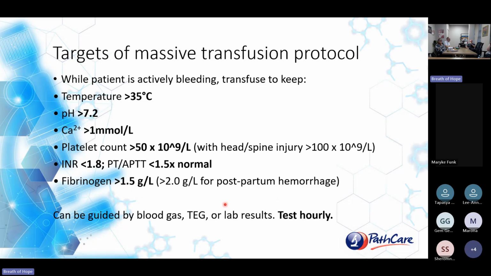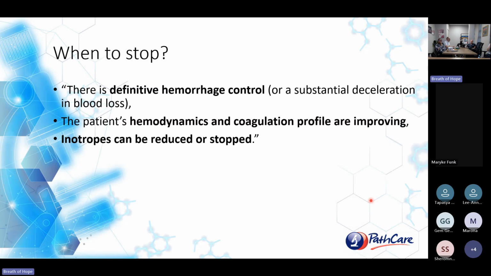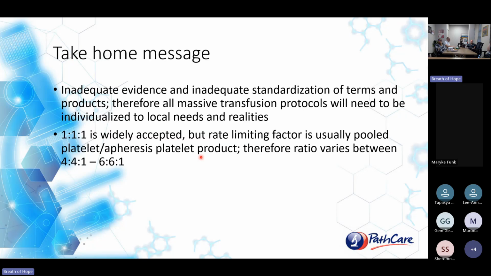So you're going to need to monitor the patient. Monitoring can be either through a blood gas instrument, thromboelastography, or if you have a very good lab with very fast turnaround times, you can use a formal lab, and you should test hourly. When you've got hemorrhage control, your patient is improving, and you think you can stop your inotropes, if you fulfill those 3 conditions, you can stop your massive transfusion protocol.